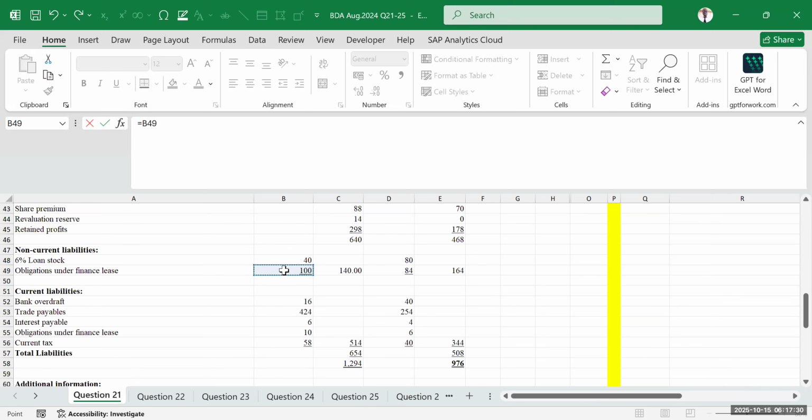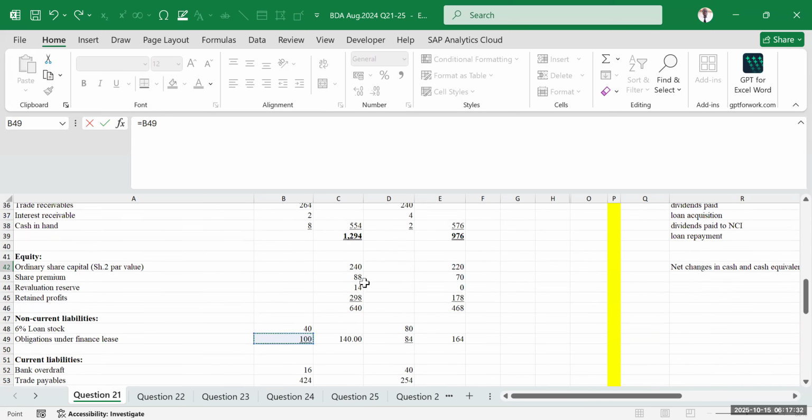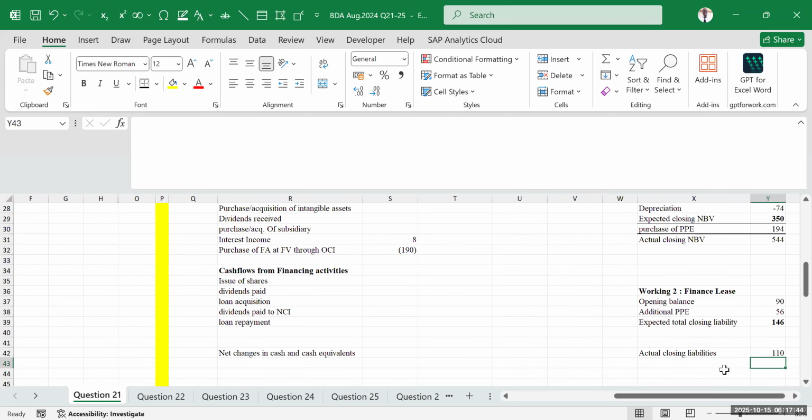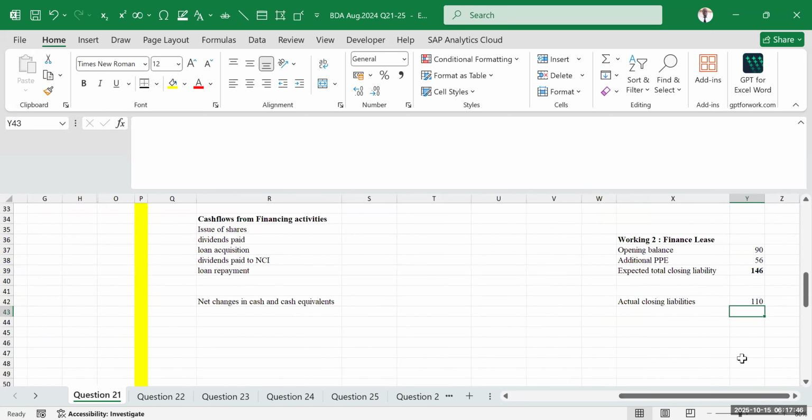We pick the 100. I hope I've picked the correct one, 100. Then we also pick the closing liability under current liabilities on the same line of lease. You see that 10, I pick that. So this is the actual closing liability. Now, we expected to have a liability of 146. But at the end of the year, we realize the liability we have is 110.